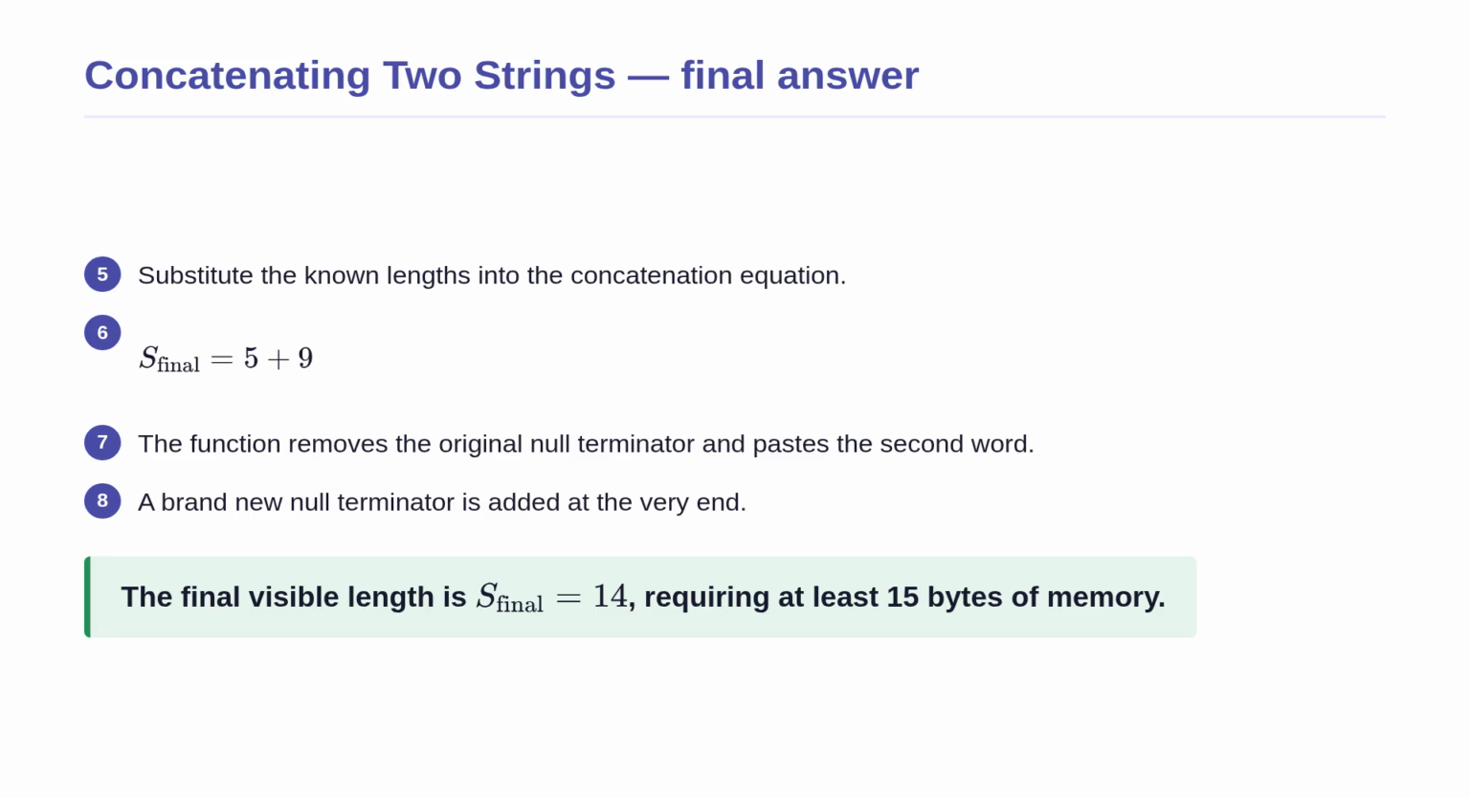Continuing with our calculation, we substitute these values into our equation. We simply add 5 and 9. Behind the scenes, the concatenation function automatically removes the original null terminator from the first word, pastes the second word in its place, and adds a brand new null terminator at the very end. The final visible string length is exactly 14 characters. To do this safely, the destination array must have been originally created with a size of at least 15 bytes to prevent a catastrophic buffer overflow.